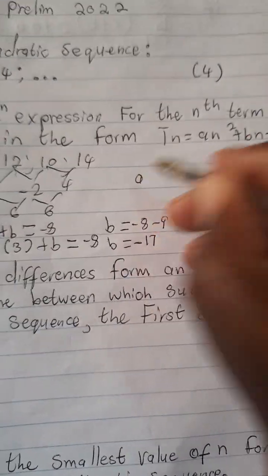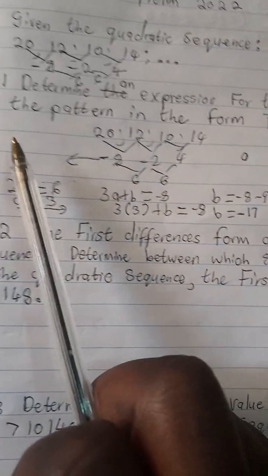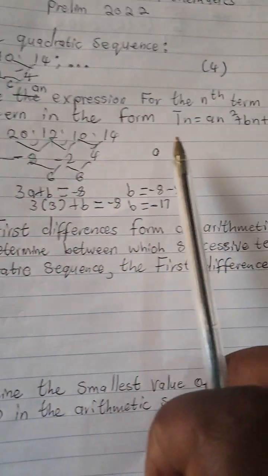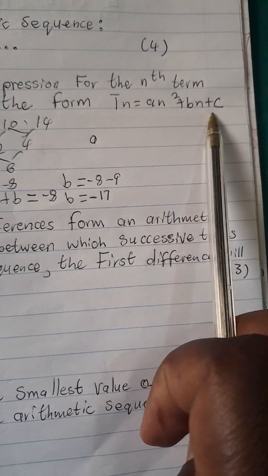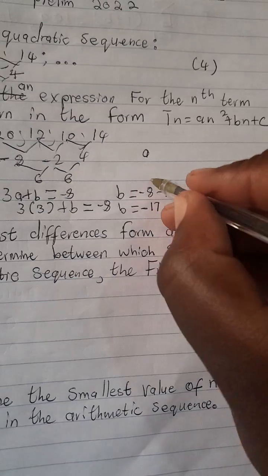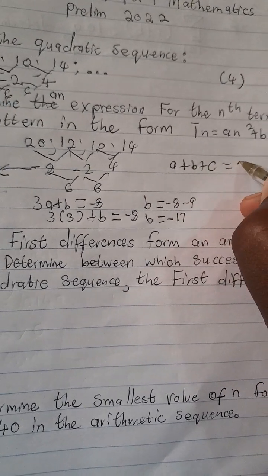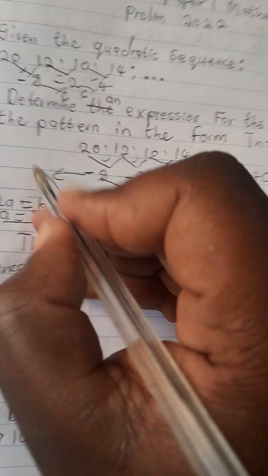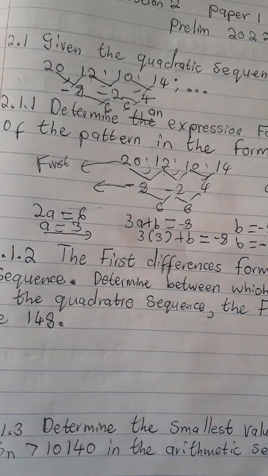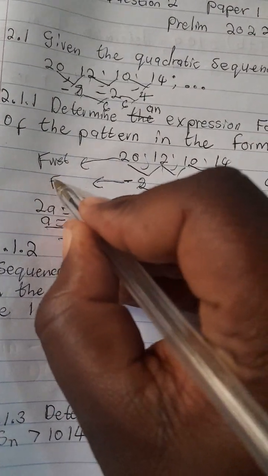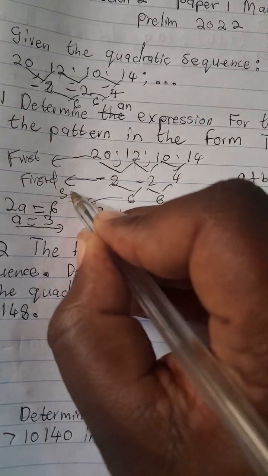We're not done. Remember that we were told to determine an expression for the nth term of the pattern in this form: Tn is equal to an squared plus bn plus c. That was 4 marks, right? Let's work out c then. a plus b plus c equated to 20. This is what we call the first term, and remember this is the first difference, and here it's the second difference.